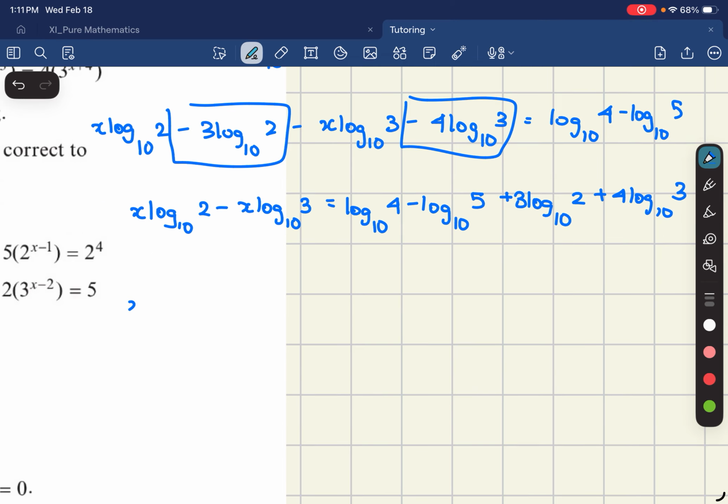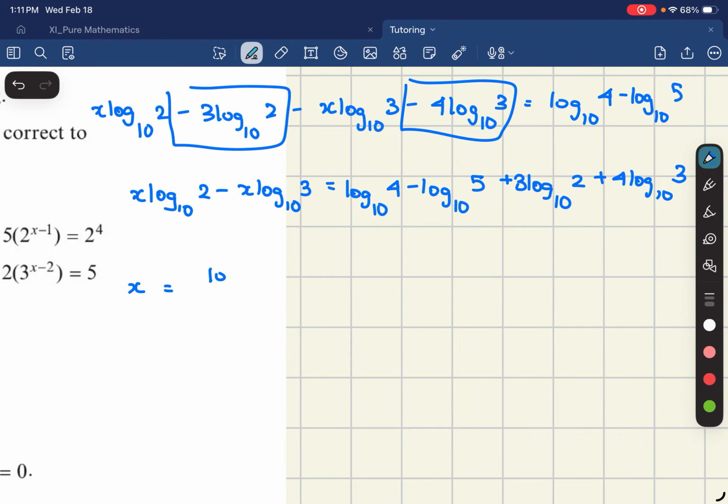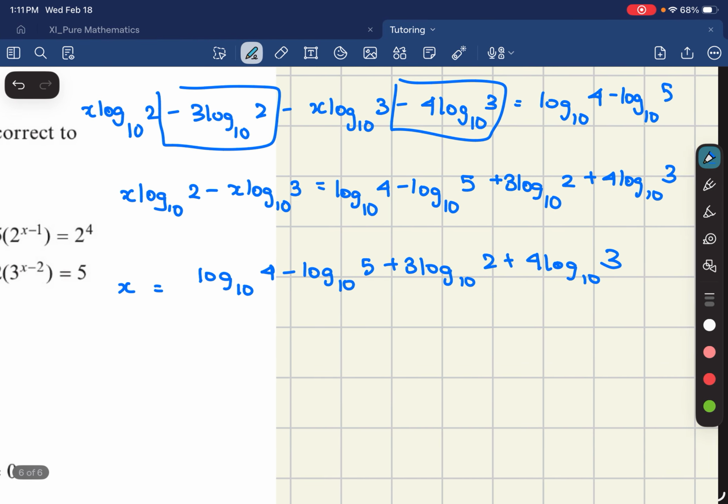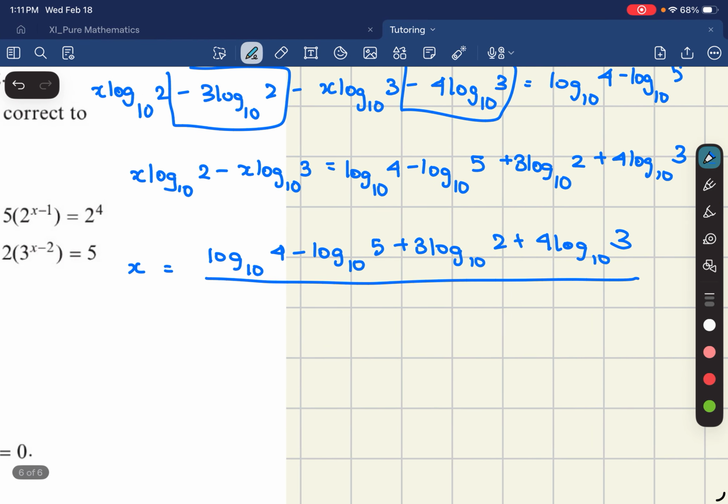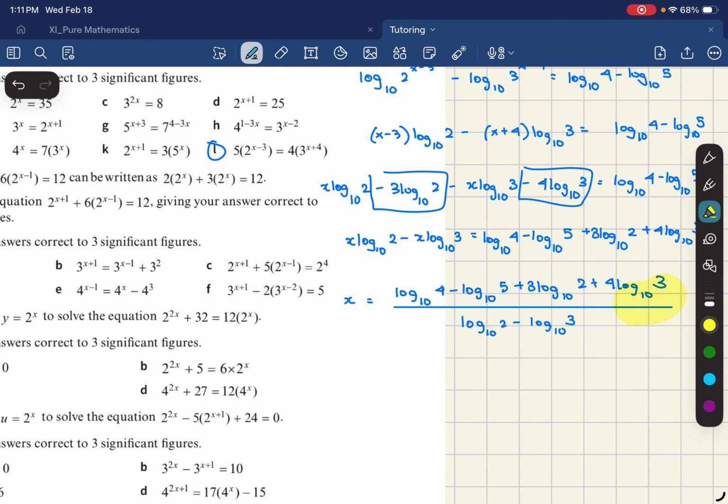And finally, you can factor x out. When you factor x out and you divide both sides, your final answer is going to look something like this: log base 10 4 minus log base 10 5 plus 3 log base 10 2 plus 4 log base 10 3, divided by log base 10 2 minus log base 10 3. So I think this is going to be your final answer, and you can put it in your calculator to simplify it to 3 significant figures.